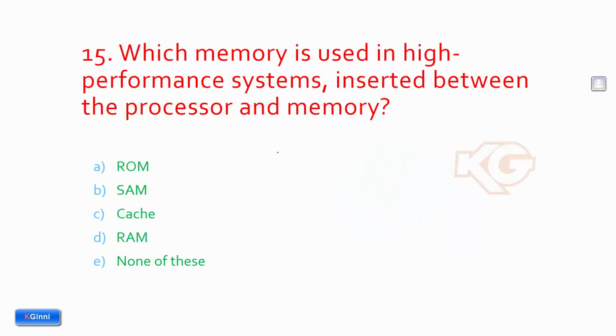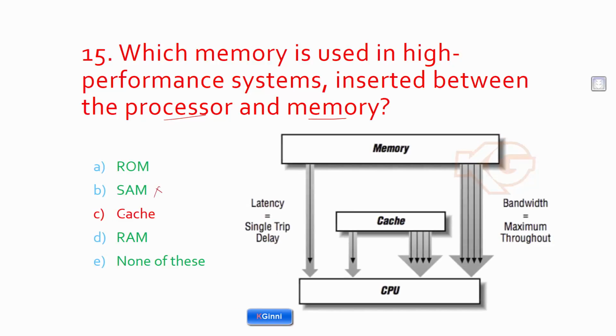Which memory is used in high performance systems? Inserted between the processor and memory, to improve the performance, what is the component that we are going to use? That too in between processor and memory. So ROM, SAM, this we haven't heard about. And RAM, this is by default the memory that he's talking about. So the option should be cache. This speeds up your processing speed and the end results will come quickly.